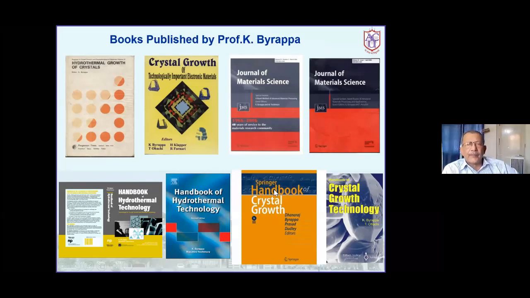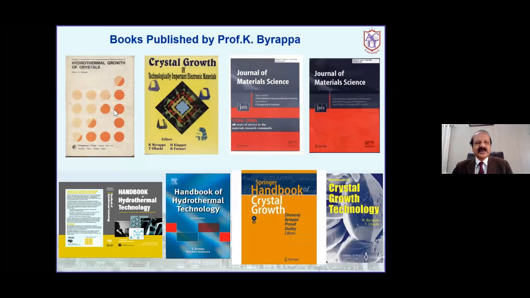And this is the Springer Handbook of Crystal Growth, prepared with my American collaborators. This is the second biggest book ever published by Springer, running to about 1,847 pages, a huge book weighing about 4 kilograms maybe. And this is another book, Handbook of Crystal Growth Technology, I have dedicated to Professor C.N.R. Rao. I prepared this with Professor Wahachi from Doshisha University in Kyoto.